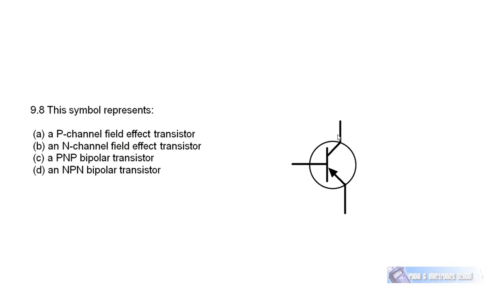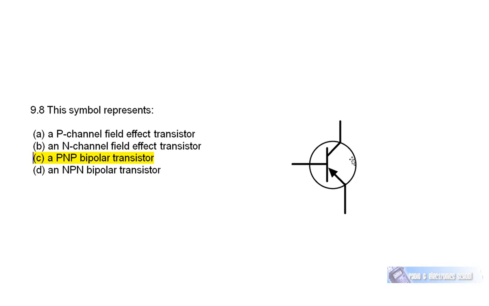Question 9.8. This symbol is that of a PNP field effect transistor. Sorry, a PNP bipolar transistor. I'll mark that. The easiest way to remember whether they're PNP or NPN is the arrow. If you remember that for NPN, the arrow is pointing outwards, and NPN stands for never points in. So the NPN transistor, the arrow points outward, never points in. However, this is a PNP with the arrow pointing in.